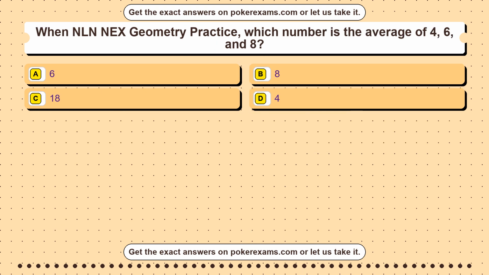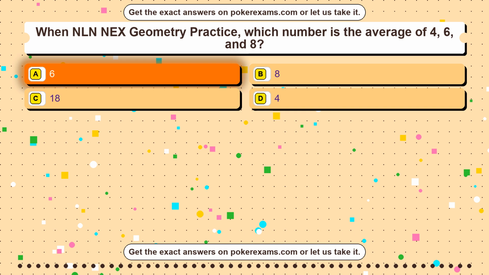Question 29. When Get Geography Practice, which source would best support a historical claim? Option A, primary document. Option B, random comment. Option C, cartoon only. Option D, advertisement slogan. The correct answer is option A.